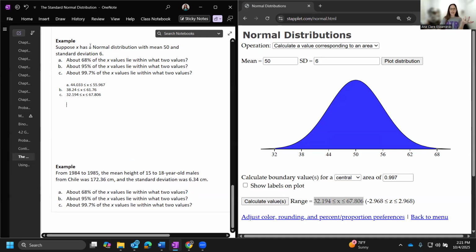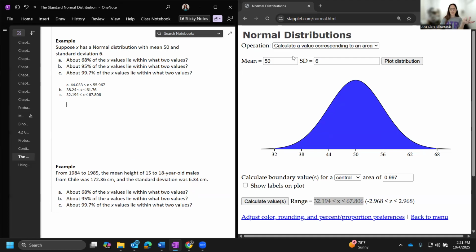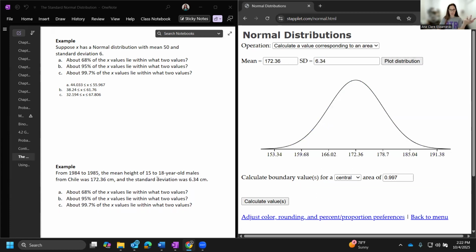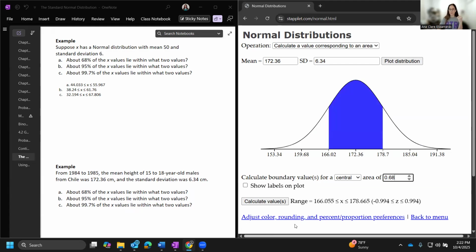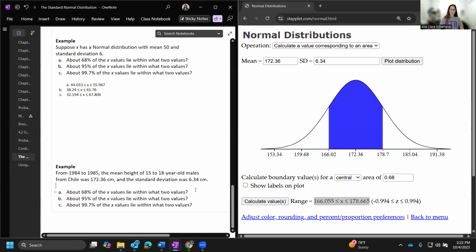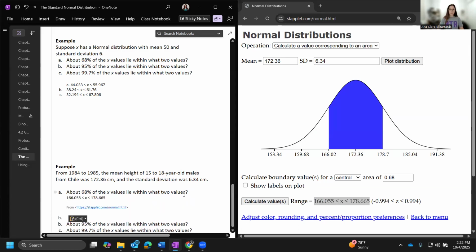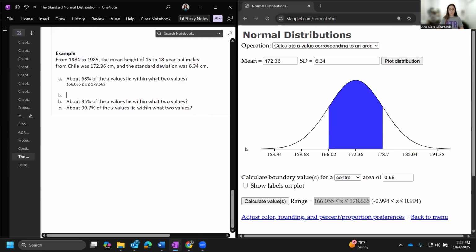Okay, well, what if I had a mean of 172.36 and a standard deviation of 6.34? The graph updates for me, and then I do the same thing. 0.68 gives me about 166 to 178. Now, if I was to round, I would be within what's shown on the chart, but I want to be exact. I want to give the information that is being requested.